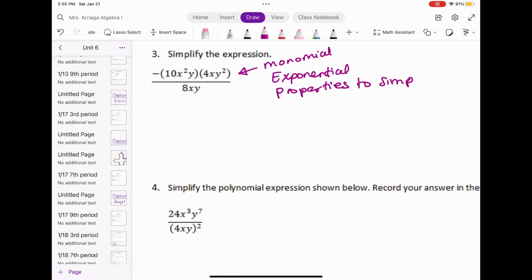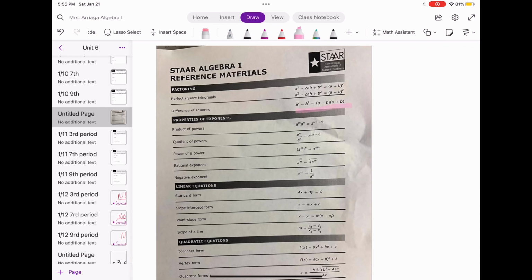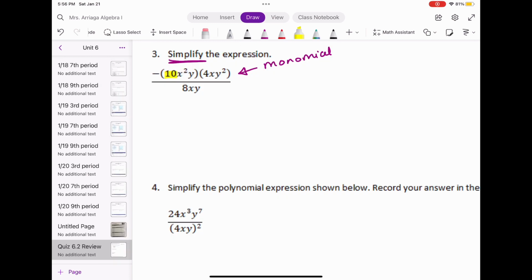Here is the STAR reference sheet that you will be provided during the STAR test as well as your unit exams. And here are the exponential properties. So the first thing that you can do is combine all your numbers. Since everything is being multiplied or divided, you can start wherever you want. So I'm going to multiply and divide my numbers. It's 10 times 4 divided by 8. 10 times 4 is 40, and divided by 8, that's 5. So all my numbers are going to give me 5.